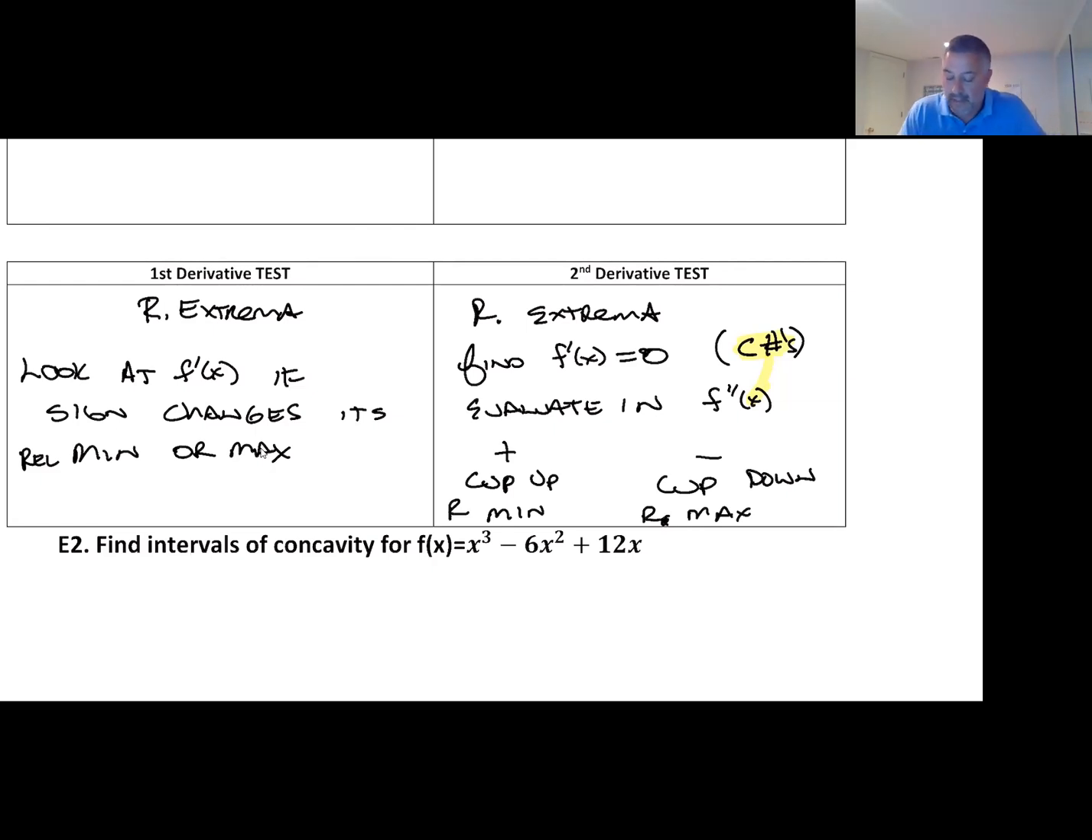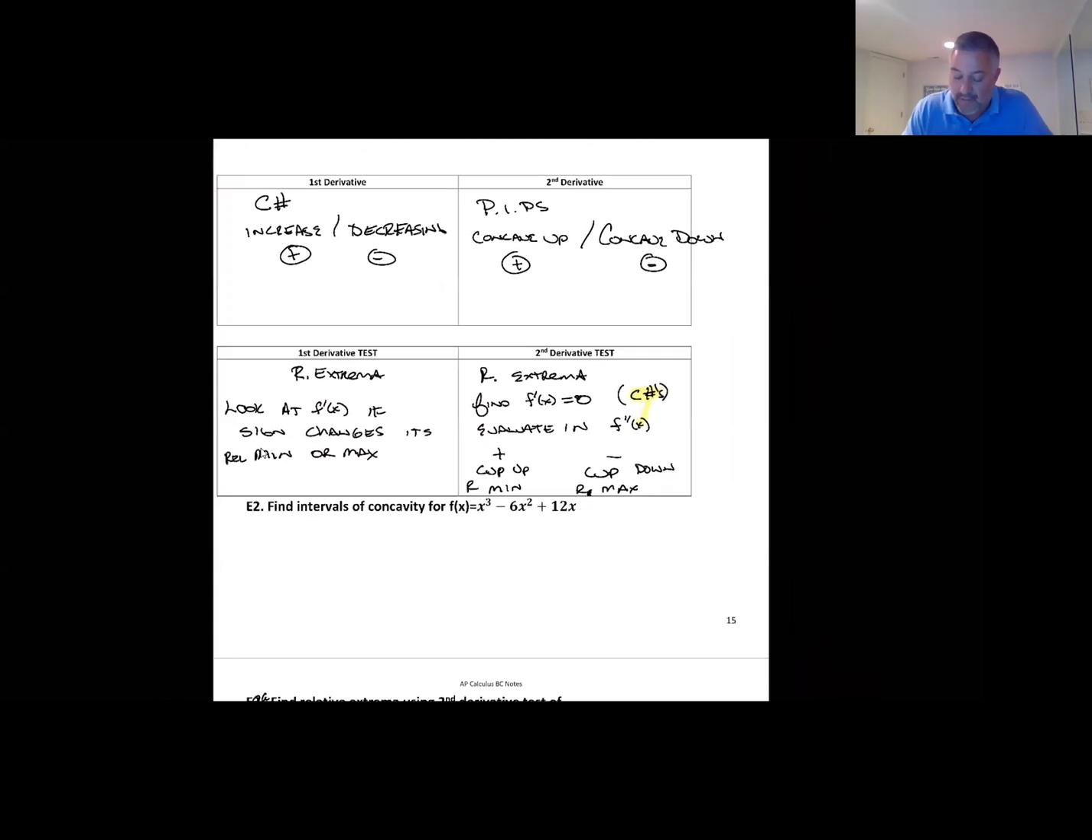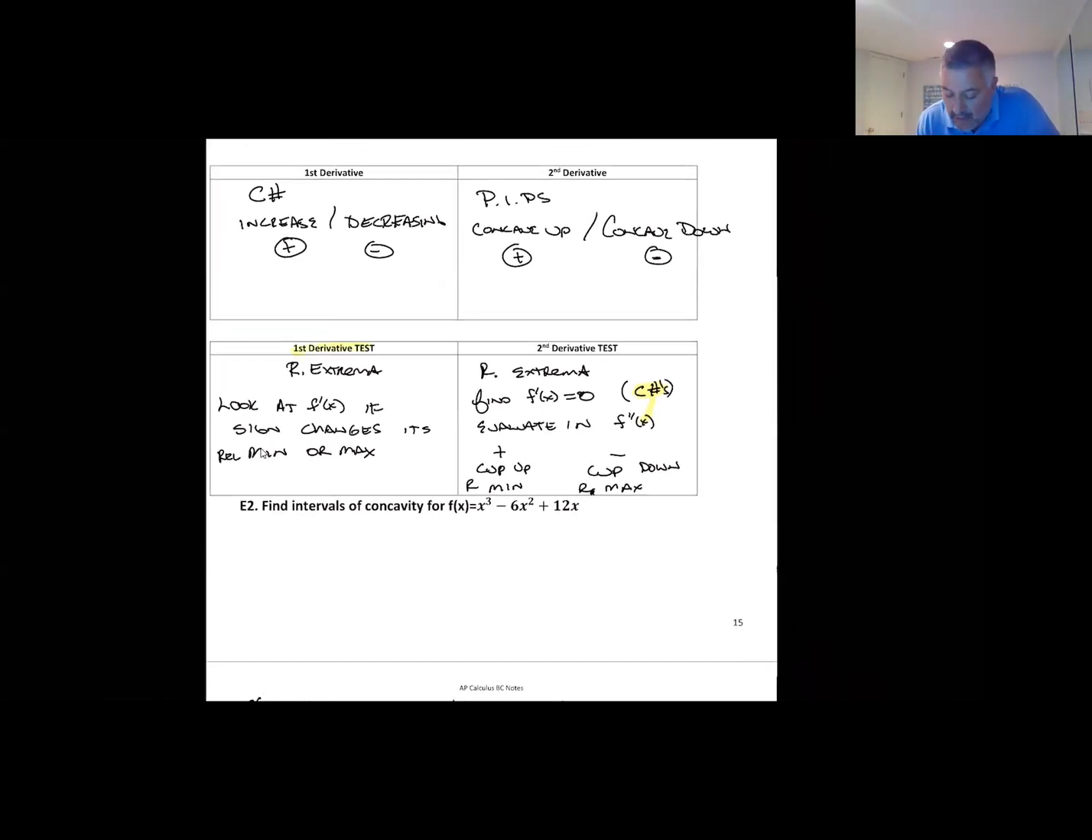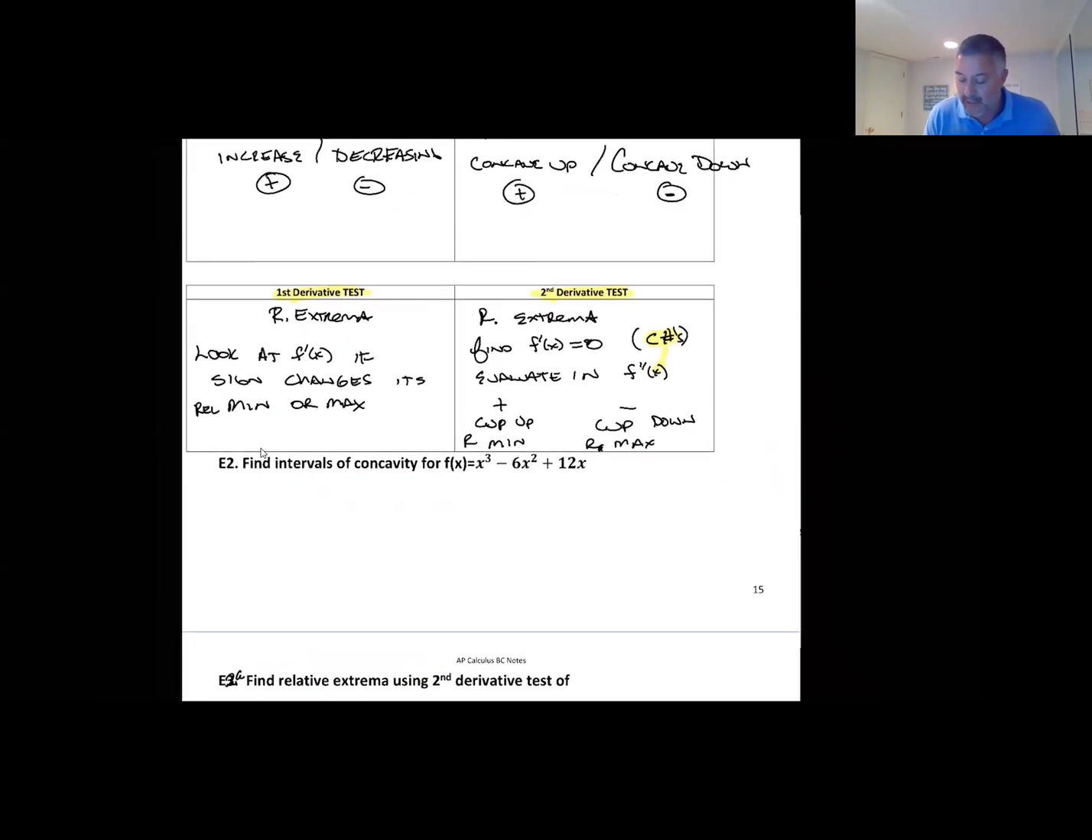All right, so that is a quick summary of the difference between the first derivative versus the first derivative test, the second derivative and the second derivative test. Okay, let's put it all into play.